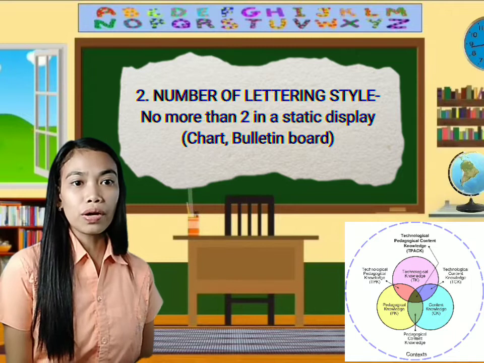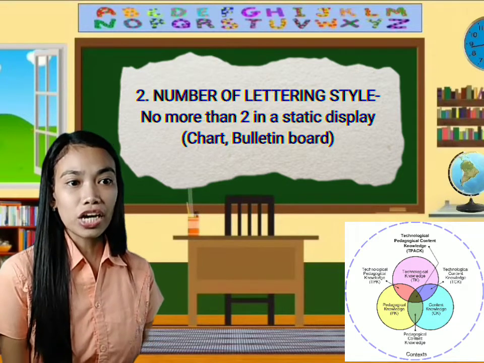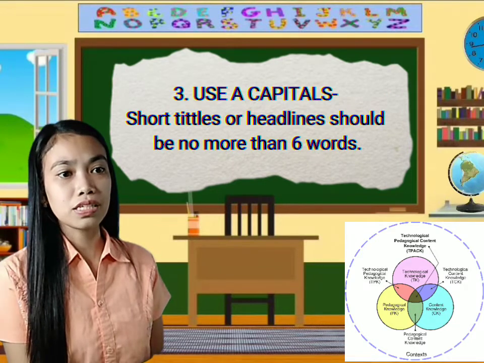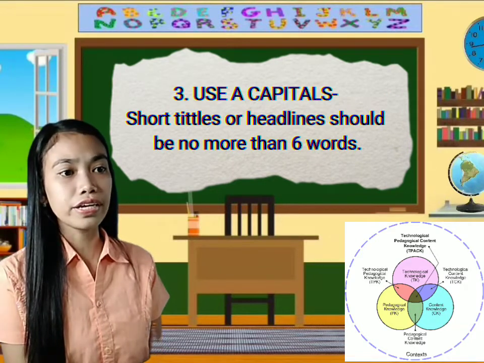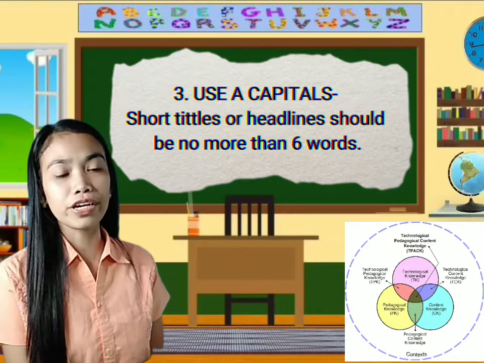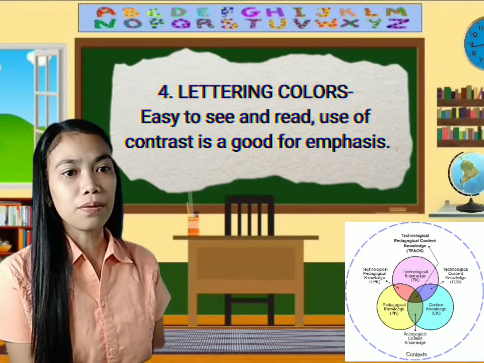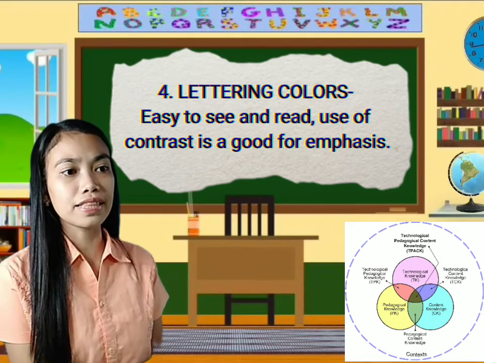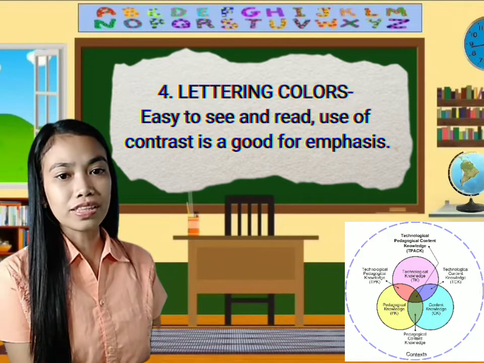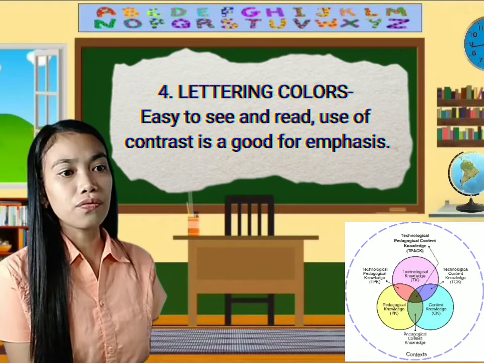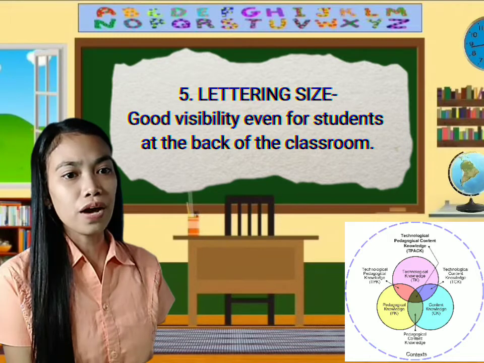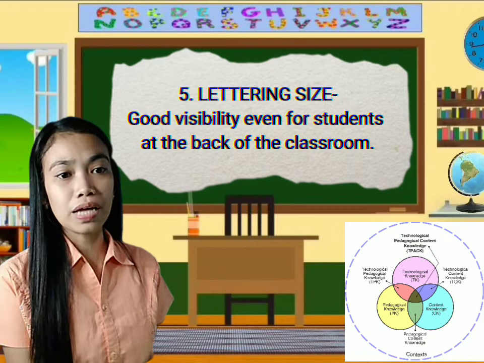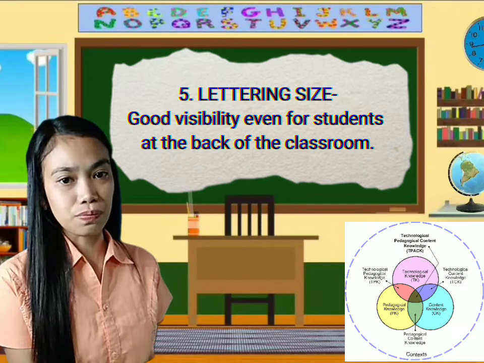Number 2, number of lettering styles: no more than 2 in a static display, chart, and bulletin board. Number 3, use capitals for short titles or headlines, no more than 6 words. Number 4, lettering colors: easy to see and read. Use of contrast is good for emphasis. Number 5, lettering size: good visibility even for students at the back of the classroom.